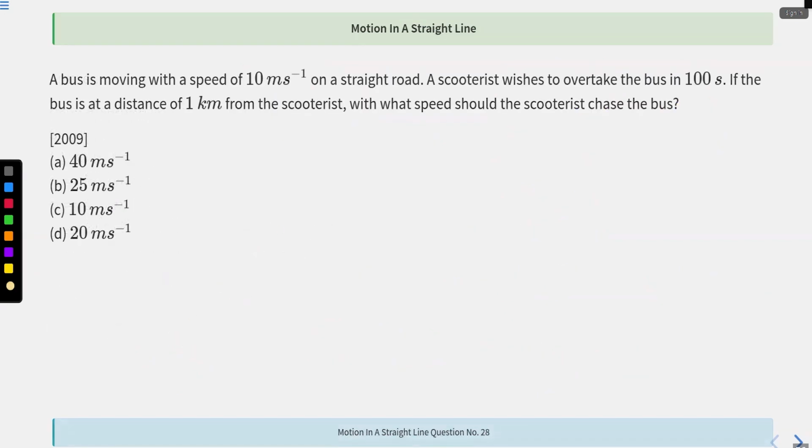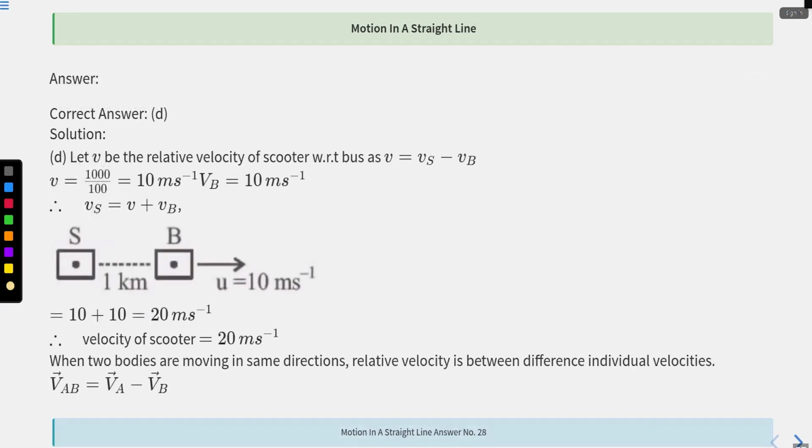A bus is moving with a speed of 10 meter per second on a straight road. A scooterist wishes to overtake the bus in 100 seconds. If the bus is at a distance of 1 kilometer from the scooterist, at what speed should the scooterist chase the bus? Okay, so this question is of relative motion.